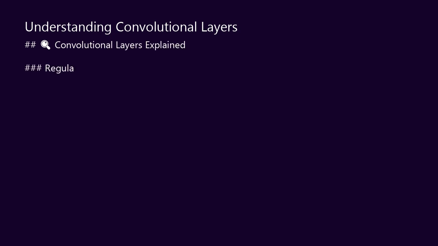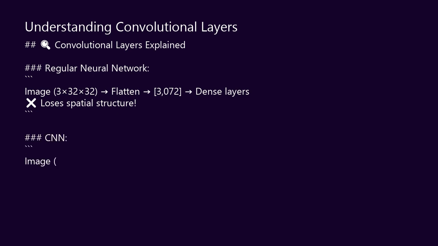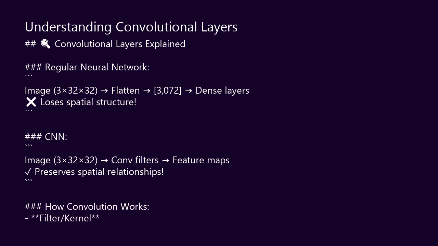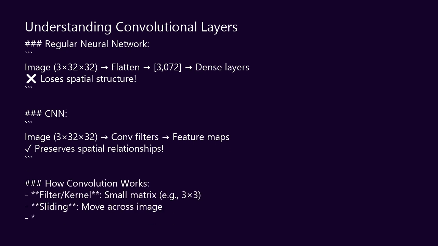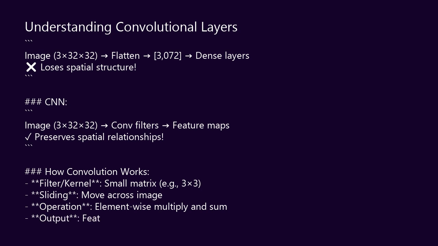Now, let's understand CNNs. Regular neural networks treat images as flat vectors. They lose spatial information. CNNs are different. They preserve the 2D structure of images. They use convolutional layers that slide small filters across the image, detecting patterns like edges and textures.